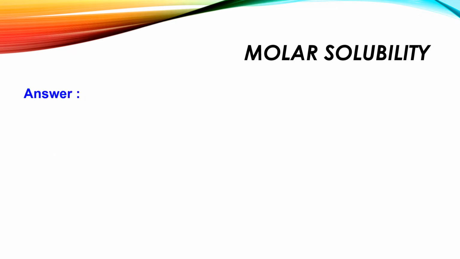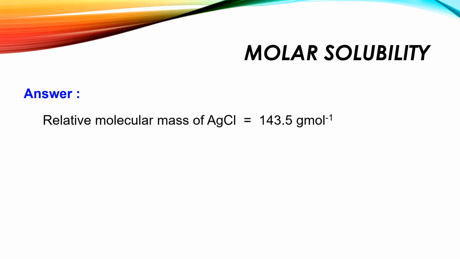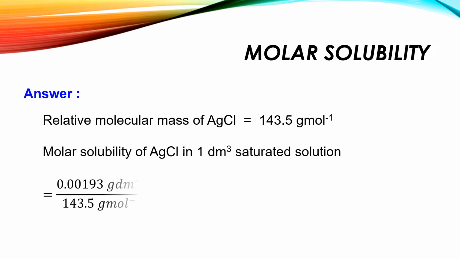Now, let's check the answer. First, calculate the relative molecular mass of the salt. The argentum chloride has a relative molecular mass of 143.5 gram per mole. When the solubility of the salt is divided by its relative molecular mass, it will obtain a molar solubility of 1.34 exponent negative 5 mole per dm cube.